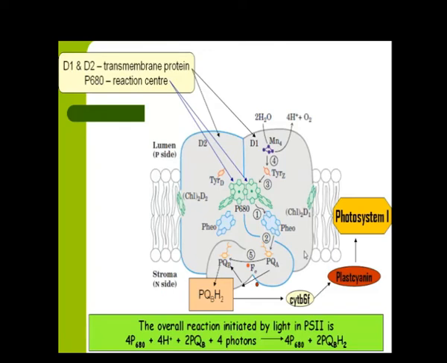Where is the starting point of the electron? It's P680, right? It receives photons, gets excited, and throws out an electron. The first to capture that electron is pheophytin. Pheophytin will give it to plastoquinone A. Plastoquinone A will give it to plastoquinone B, and it will form PQBH2.